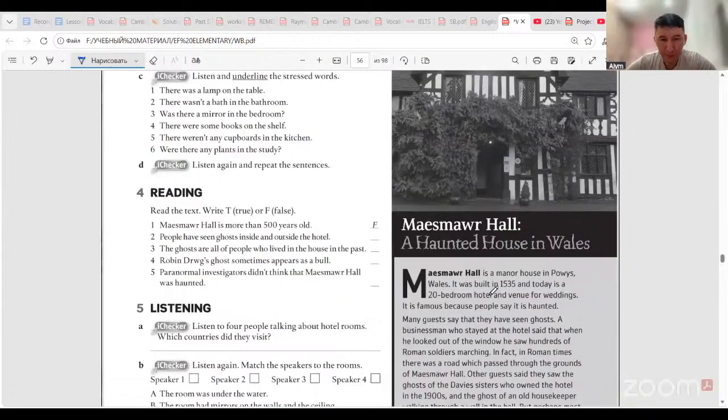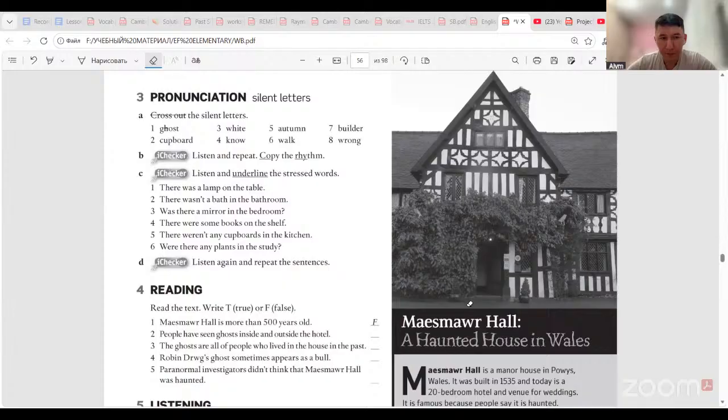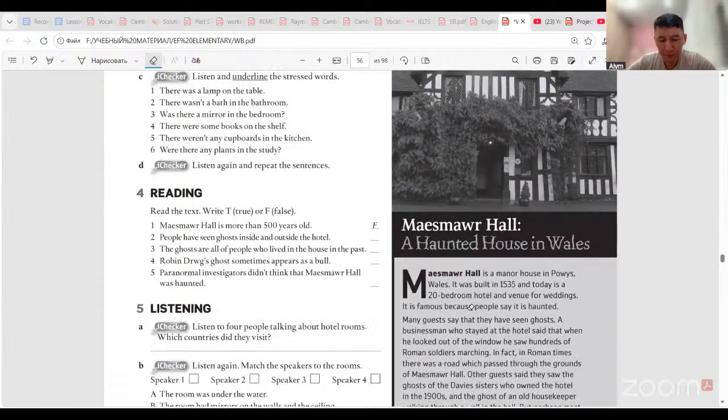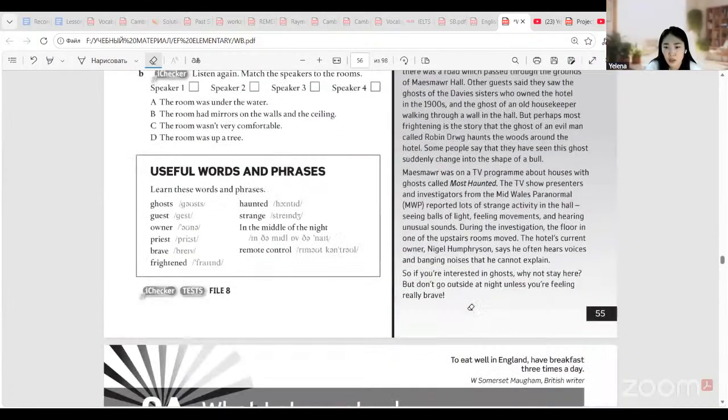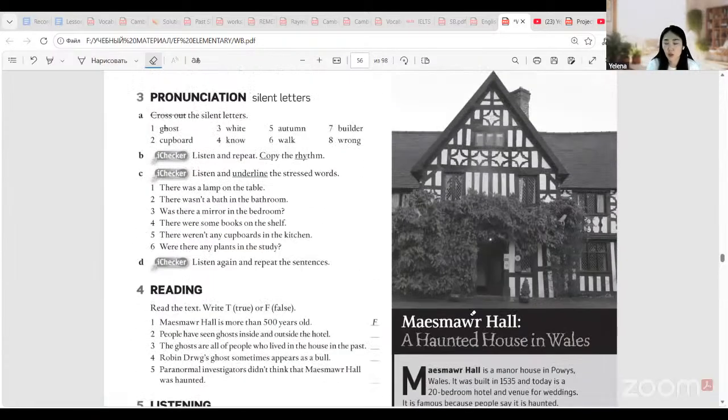Окей. And pronunciation. Так, вот здесь pronunciation task. Okay? Все, что мы последнее с вами сделали. Так. So you should underline the silent letters. Okay? Page 55. Yes, page number 55. Exactly. Exercise 3. All right? Ну, все остальное мы уже делали ранее. Главное, нужно фокус сделать на грамматике. There was, there were. Okay?